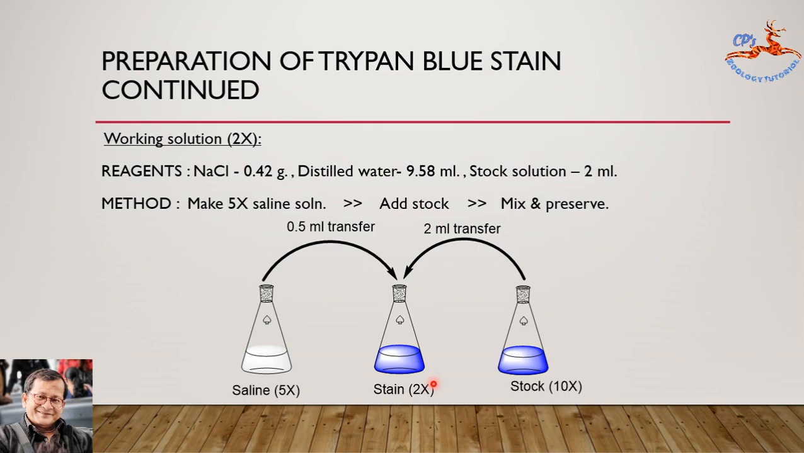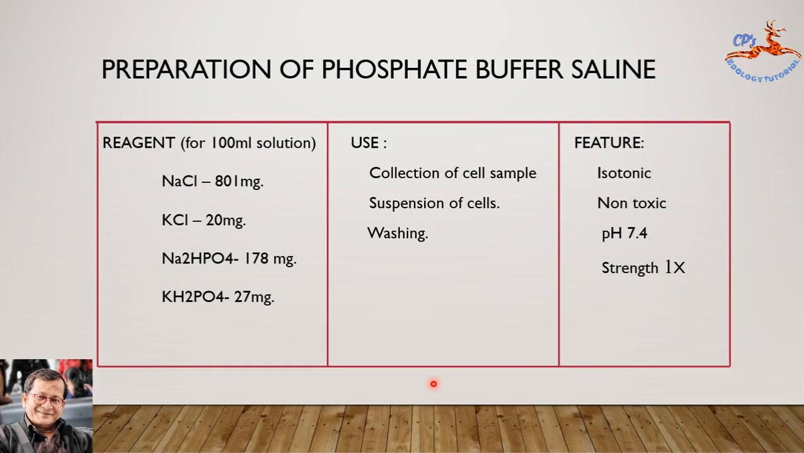Now let us go on to prepare the phosphate buffer saline. The phosphate buffer saline is prepared for the preservation and collection of the samples. During preparation, it requires sodium chloride, calcium chloride, disodium hydrogen phosphate, potassium dihydrogen phosphate. Along with it, you can also mix in magnesium chloride and calcium chloride. In different proportions, it is mixed in aqueous medium to make a 100 ml solution. Thus, the phosphate buffer solution of 1x strength has been prepared.